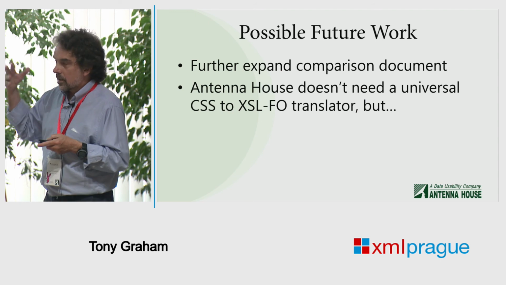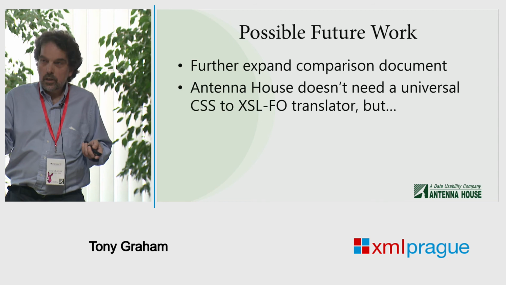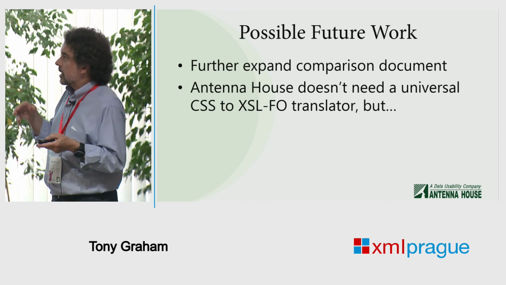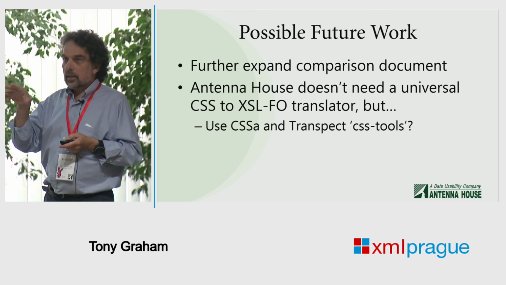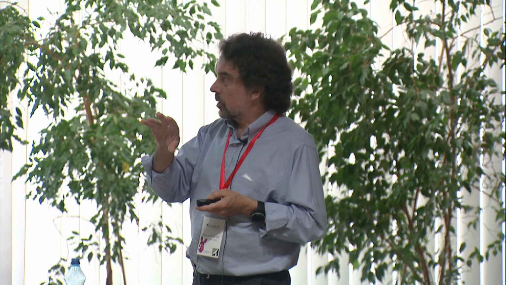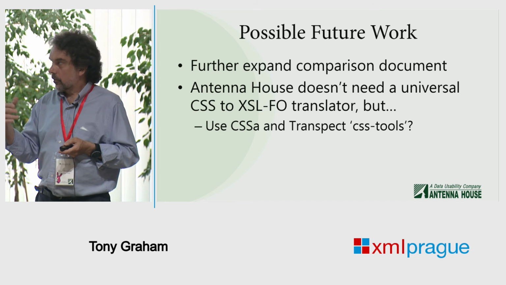So Antenna House doesn't actually need a universal CSS to XSL-FO translation tool because we have a CSS formatter, but I've been using Transpect and CSSa for something else, and it has occurred to me that you could perhaps use that to use the CSS tools. It makes attributes for all of the CSS, all the properties in your CSS. It resolves the priorities, and then you can process that with XSLT as you like.